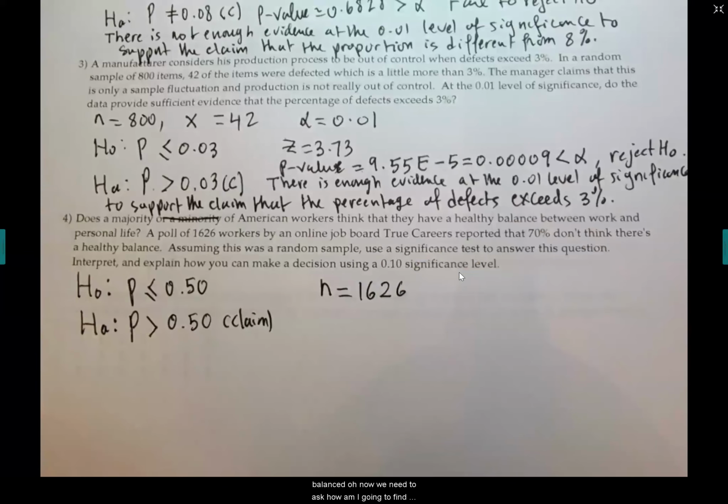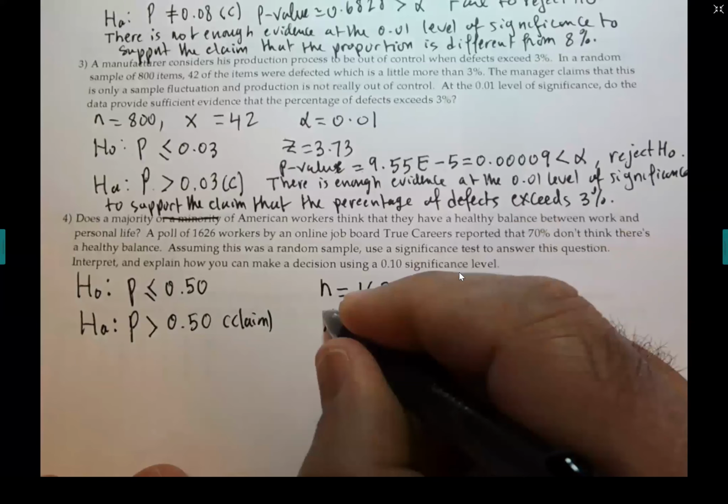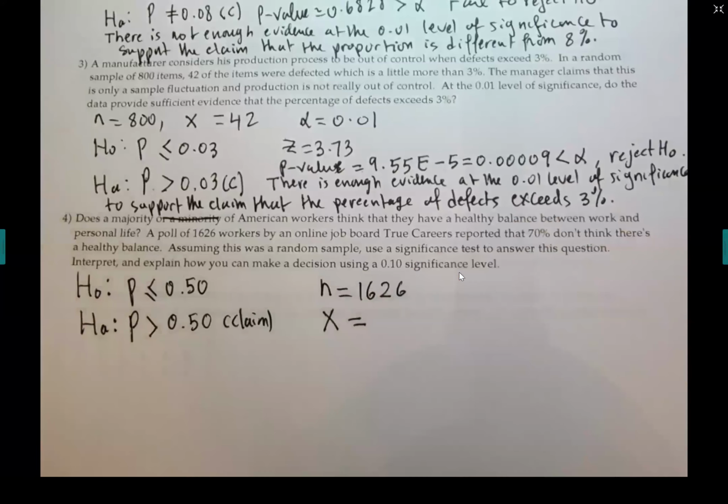How am I going to find what is X, guys? Can someone tell me what X is? This is what I'm getting from students, it's 70%. Well, X has to be a whole number. Yes, it is 70%, but 70% of N.